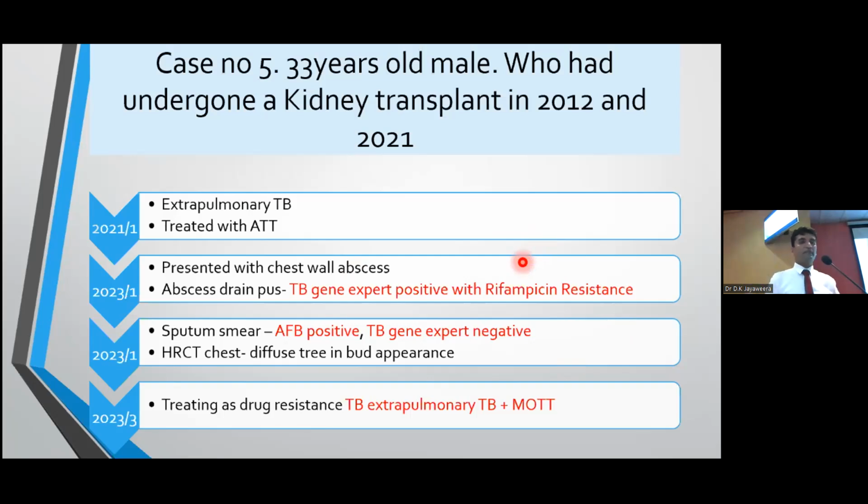During that time, we also did a sputum examination. The sputum acid-fast bacilli was positive, but the TB GeneXpert was negative. HRCT also showed a diffuse tree-in-bud appearance. So as I mentioned earlier, this immunocompromised host has a lot of complications of TB. There is an atypical complication, TB pyomyositis, and there are drug-resistant TB organisms. The other thing is there is a mycobacteria other than TB infection in this patient.